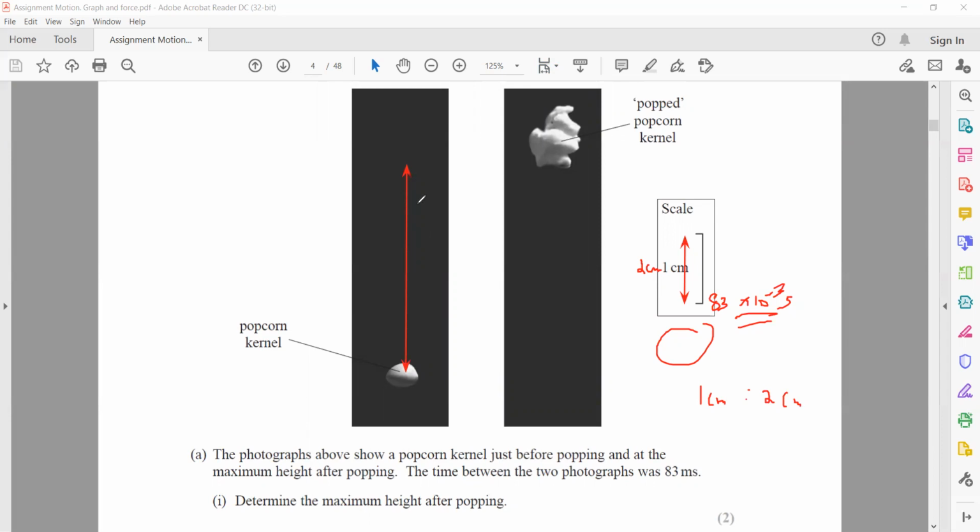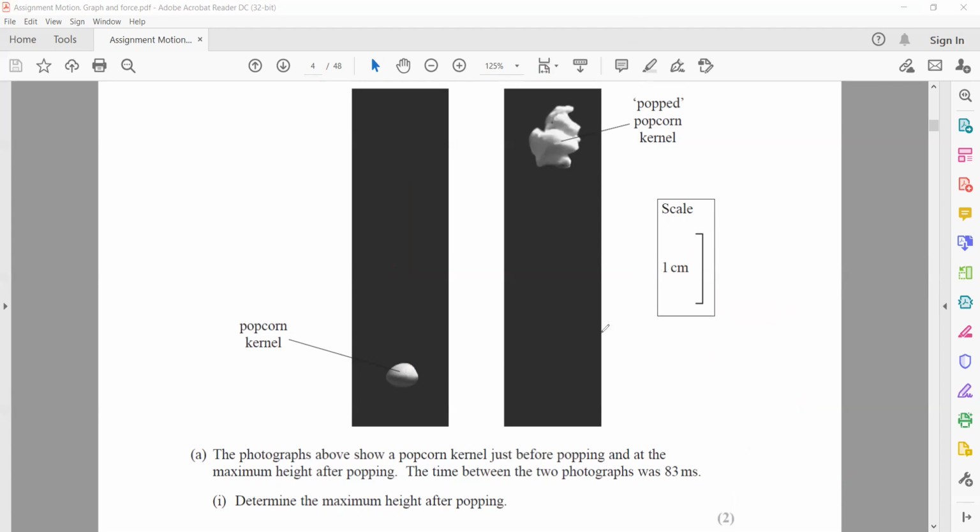Then you will measure this height. Say it comes out as 6.8 centimeter. Then actually it will be x, cross multiply. You will get x as 3.4 centimeter. This is one way of solving this question, by measuring the height.